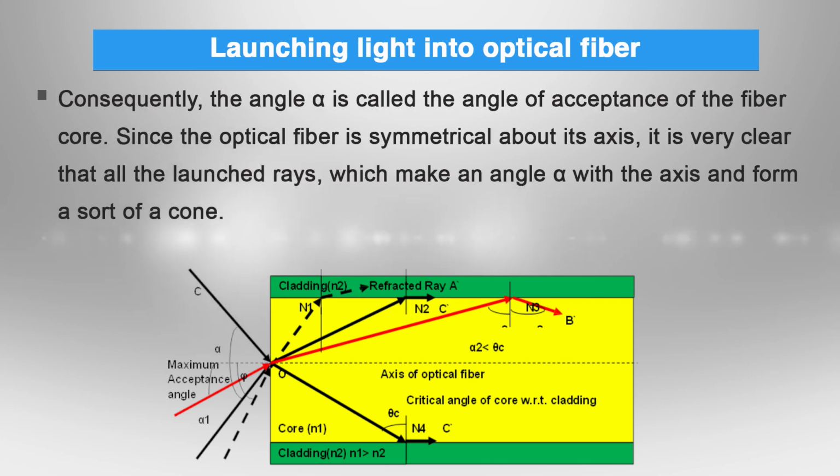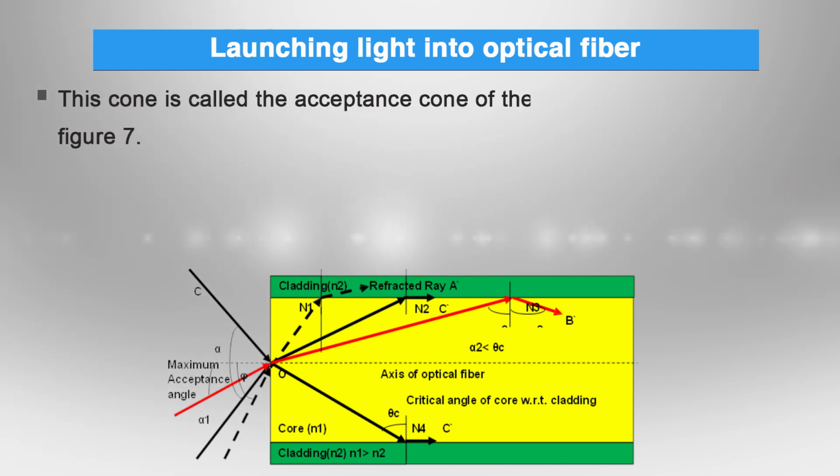Consequently, the angle alpha is called the angle of acceptance of the fiber core. Since the optical fiber is symmetrical about its axis, it is very clear that all the launched rays which make an angle alpha with the axis form a sort of cone. This cone is called the acceptance cone of the fiber, as shown in the figure.